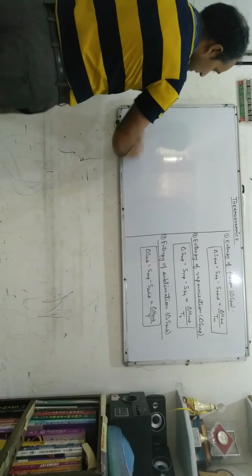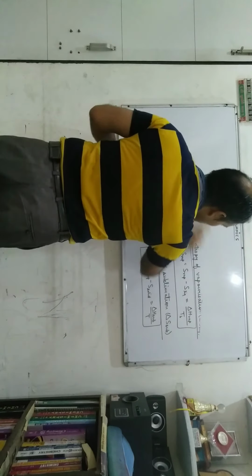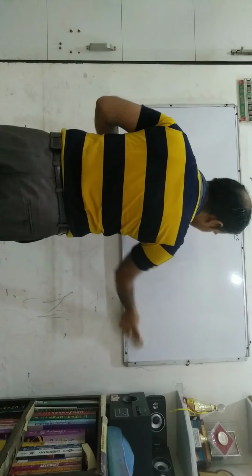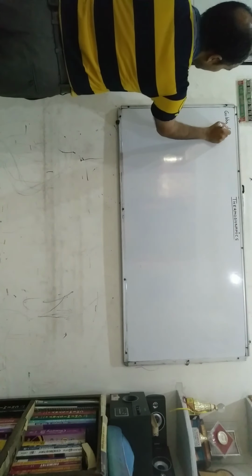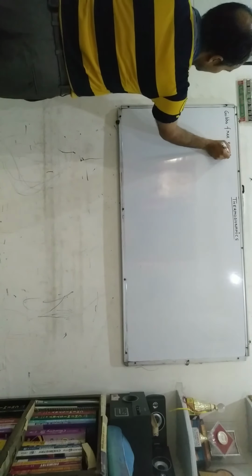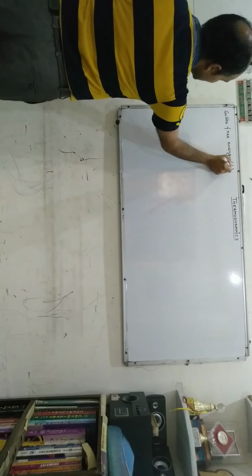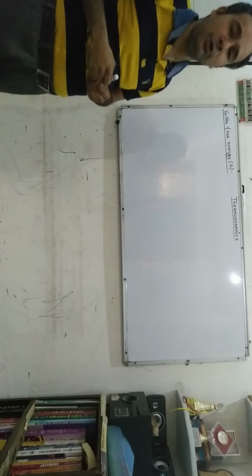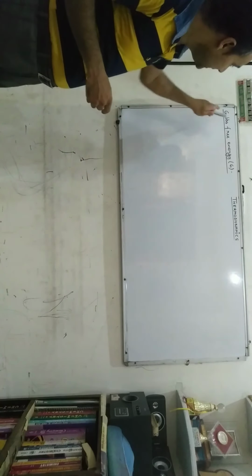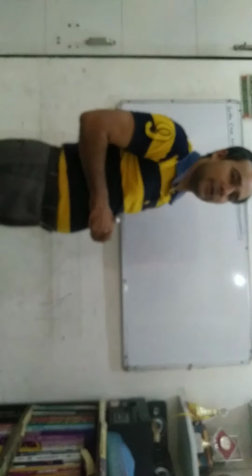Now let us discuss the most important term of this chapter, that is the Gibbs free energy. Gibbs free energy is represented by letter capital G. Gibbs free energy is defined as the total available energy of a system which can be converted into useful work.